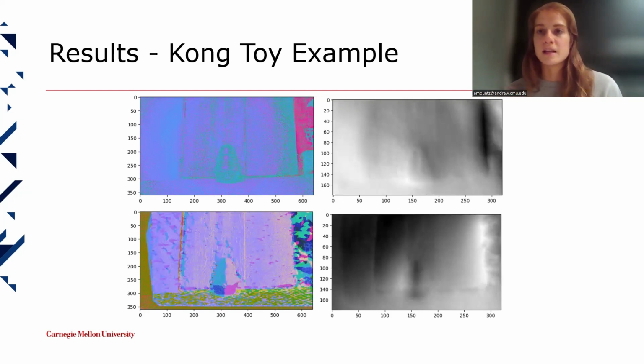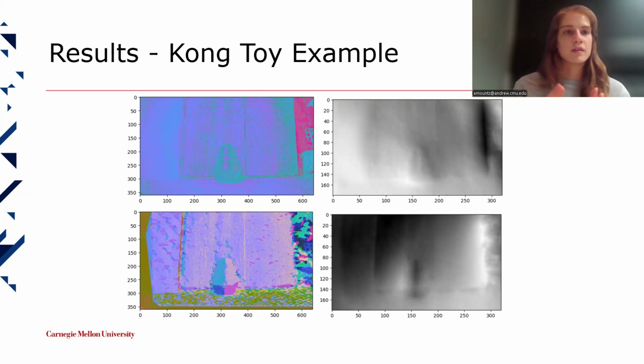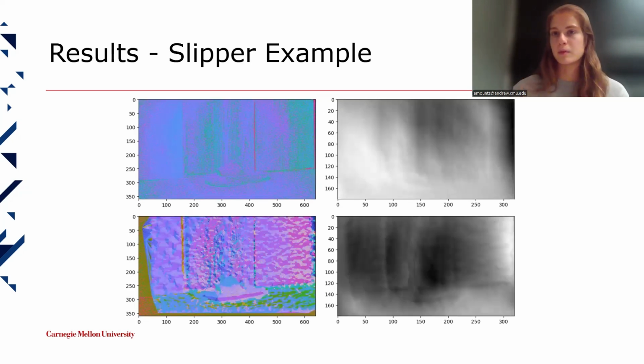These are the same images for the Kong toy example. The top left is the raw polarization normals visualized as RGB channels. Top right is a Frankot-Chellappa integrated surface plot. Bottom row is the corrected polarization normals after graph cut optimization. And finally, we have an example with a slipper.